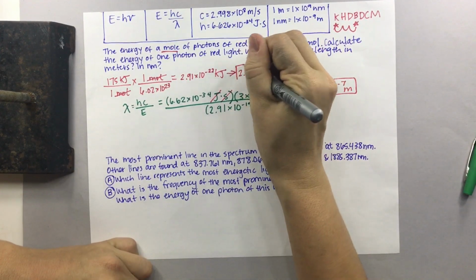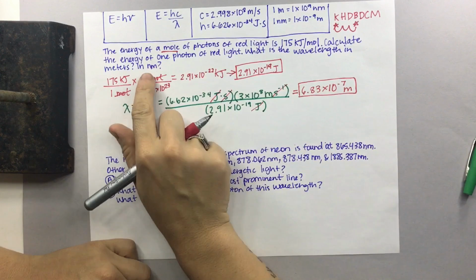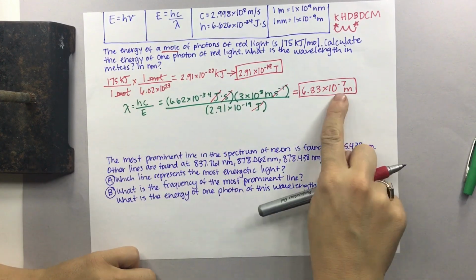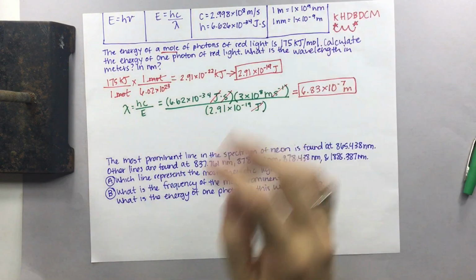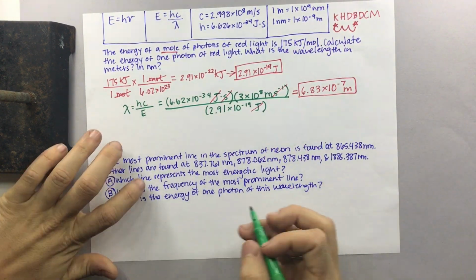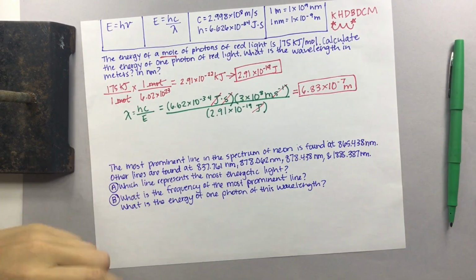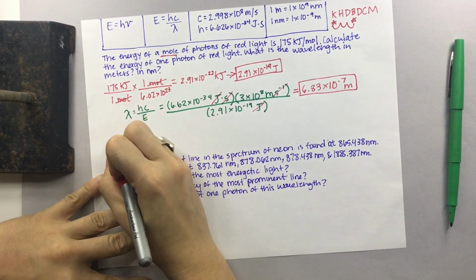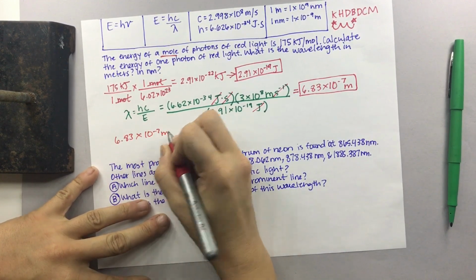Actually, this is the first part of the question, and this is the second part of the question. Now it's just asking me to convert this into nanometers. So that's where we have to use these conversion factors. I'm going to rewrite it down here: 6.83 times 10 to the negative 7 meters.